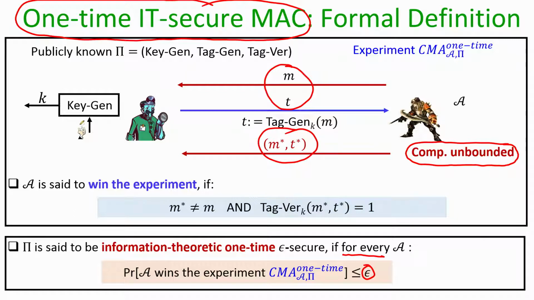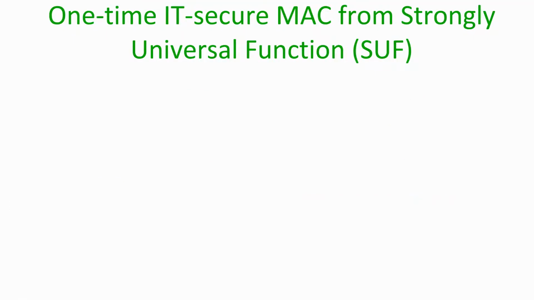If we want to model the security of L time information theoretic secure MAC, then basically the modification here will be that the adversary is now allowed to query for a tag on up to L number of messages. But for this lecture we keep our discussion simple and we just focus on the one time information theoretic secure MAC. So, now we have the definition of what exactly we want to construct, namely we want to construct a one time information theoretic secure MAC.